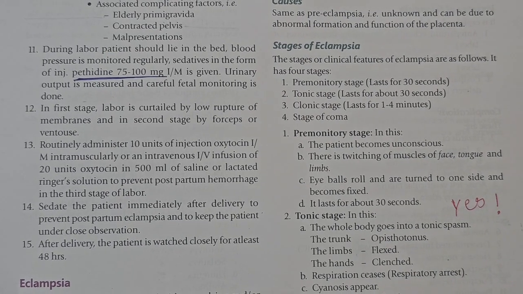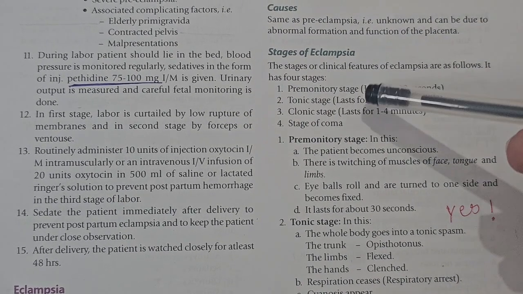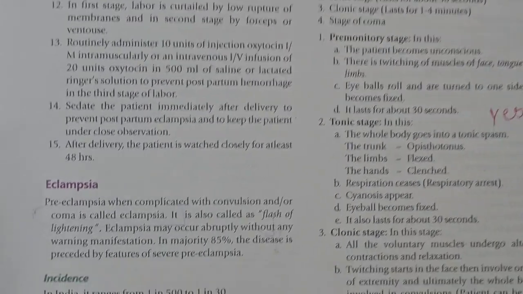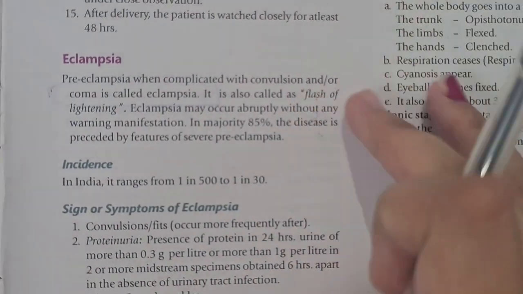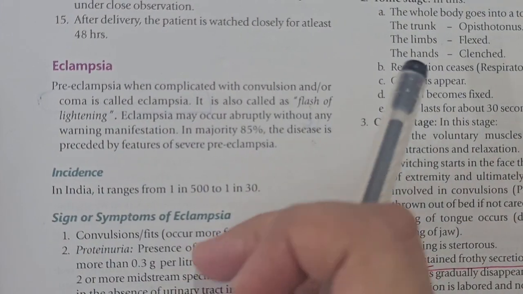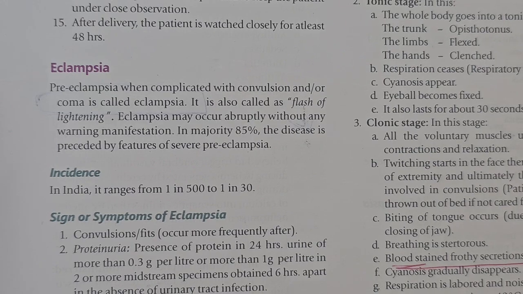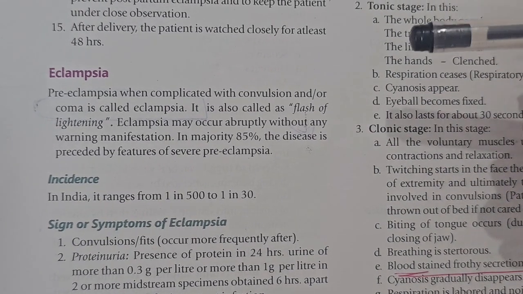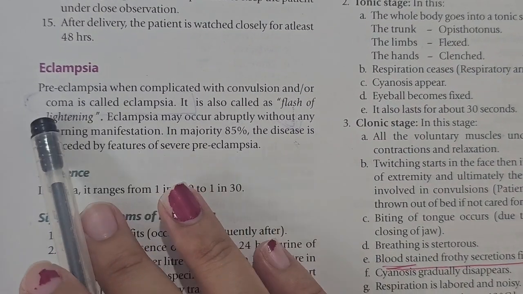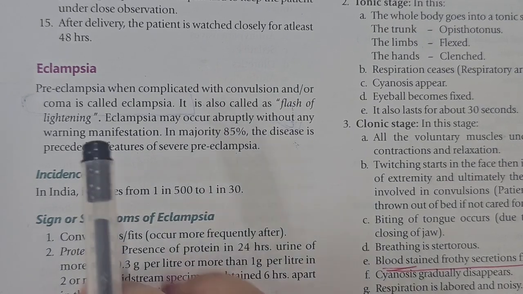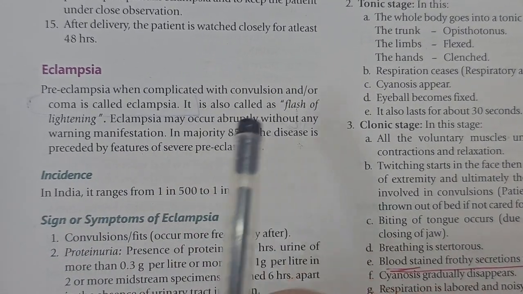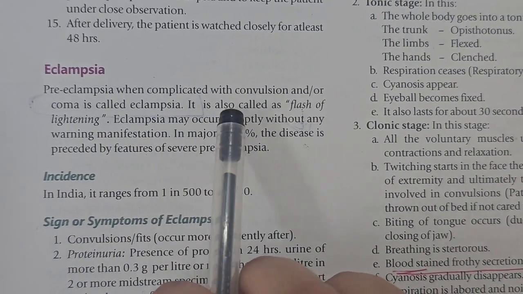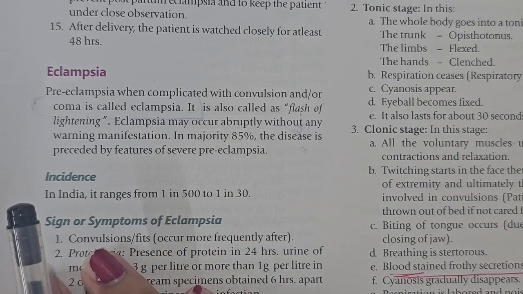Okay, so now let's move forward to the stages of eclampsia. As we have learned in the earlier lecture, what is eclampsia? Eclampsia is a degenerative, meaning developing, complication arising from preeclampsia, when preeclampsia is complicated with convulsion or coma, which is called eclampsia, also called the flash of lightning.